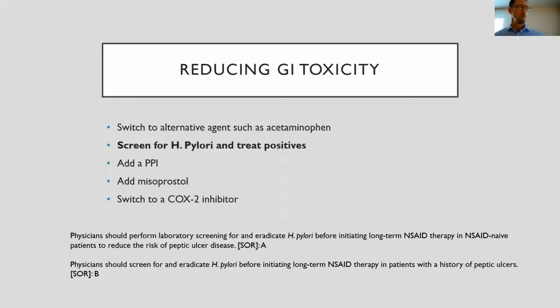So that sounds a little redundant, but the reason for the second line is people get peptic ulcers for other reasons, and maybe they had a peptic ulcer 5 years ago and they tested negative, but you should test them for H. pylori before starting NSAIDs.